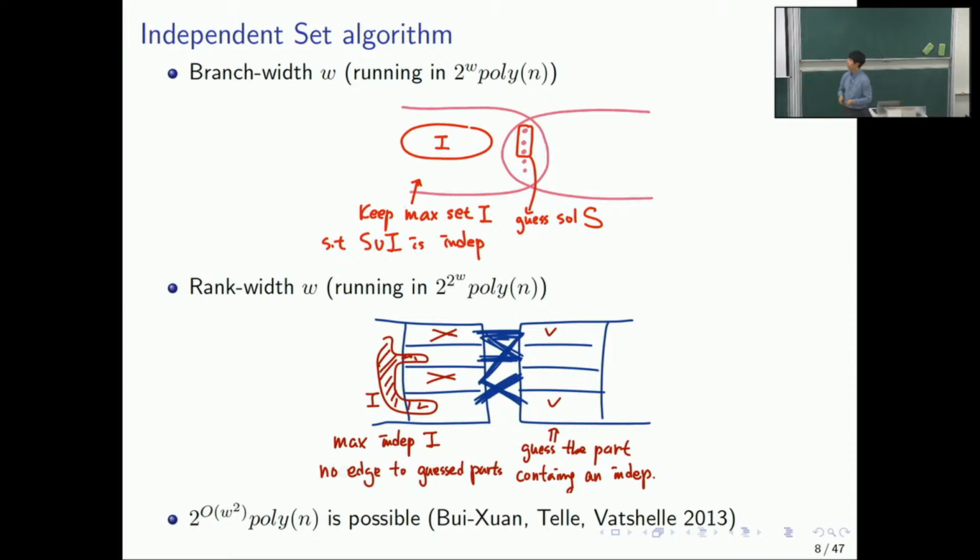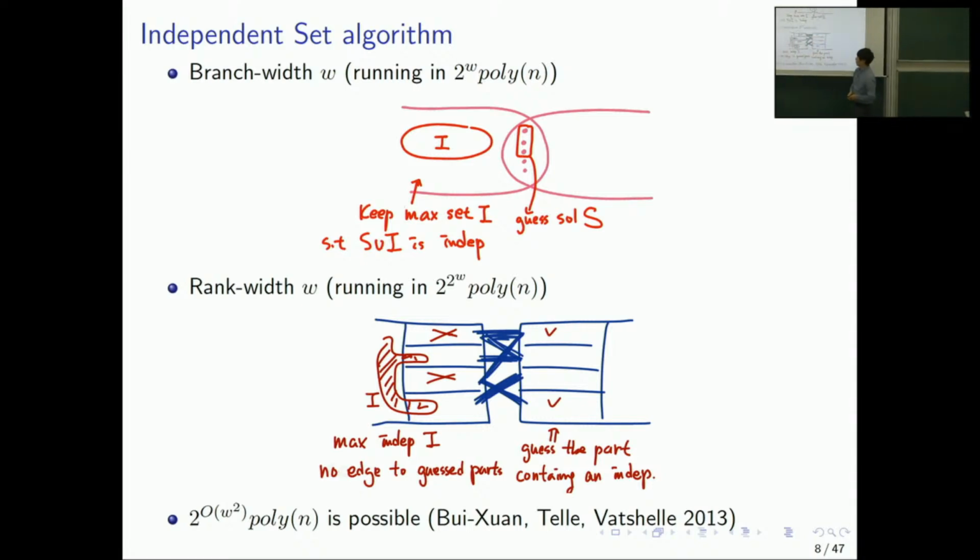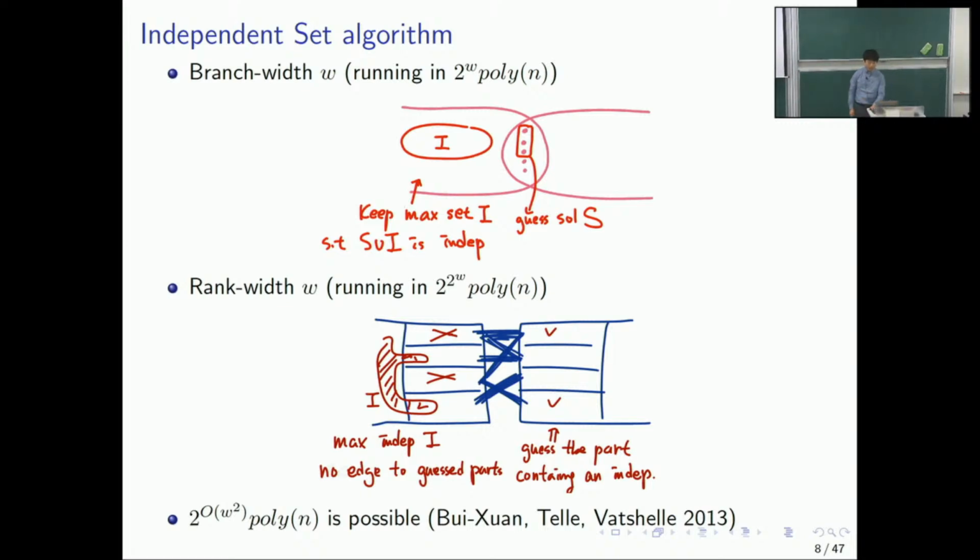For the rank width, as I said, if your rank is bounded, then the number of distinct neighborhood types to the rest is small. So if you want to recursively construct the independent set on the left-hand part, what you can ask is that on the right-hand part, you guess the parts that have some vertices in my independent set. So you guess all possibilities, and then, for instance, I guess these 2 parts that have an independent set. Then here, you cannot use this part because they are completely adjacent, right? So you're looking at the maximum independent set I, which has no edges to the guessed parts. This kind of scheme can be used to obtain a maximum independent set on graphs of bounded rank width. Actually, you can do better than just guessing all the partitions.